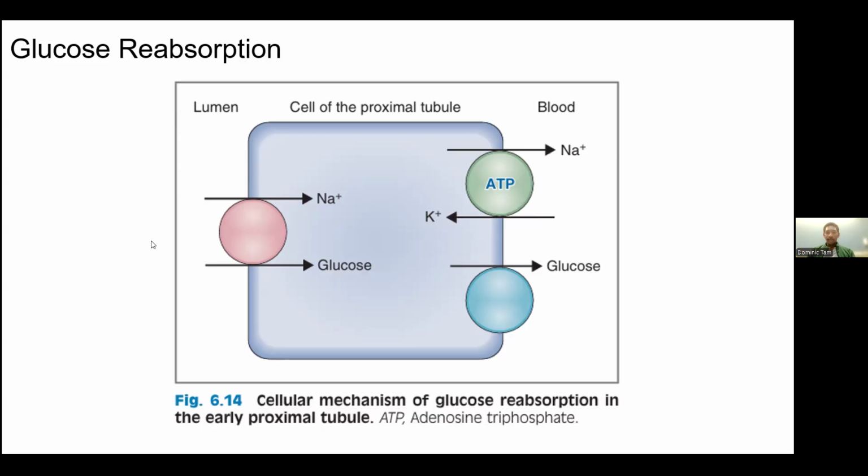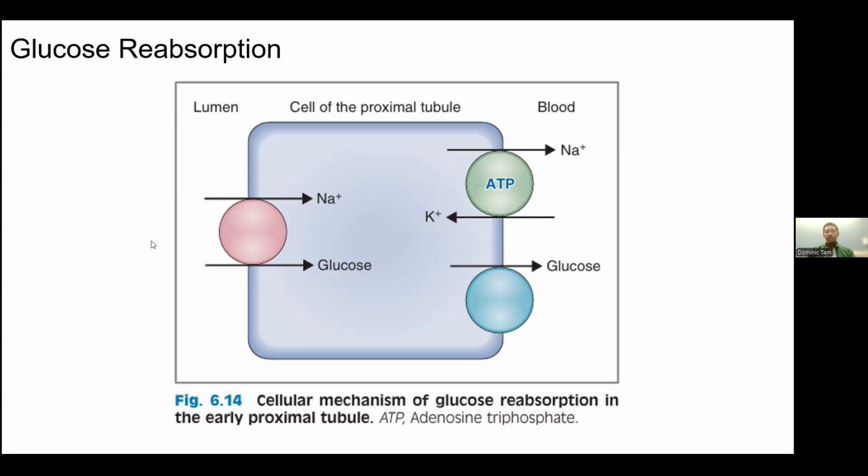The sodium gradient is maintained by the sodium potassium ATPase, highlighted by our green circle, in the peritubular membrane, because ATP is used to directly energize that transporter, right? This is secondary active transport.